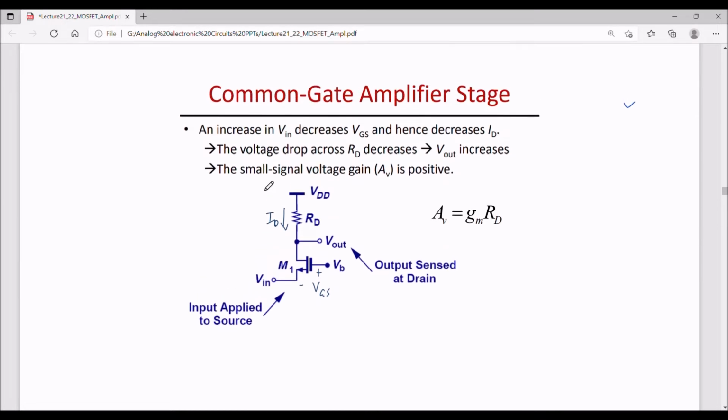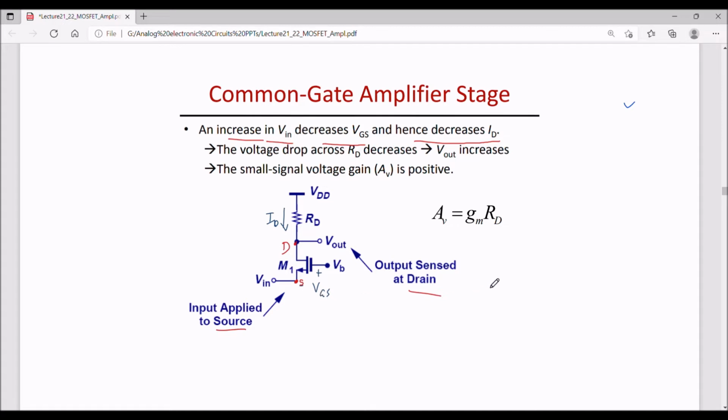Now let us talk about the common gate amplifier stage. We have read common source, now let us talk about common gate. In a common gate amplifier, input is applied at the source and output is taken at the drain. Now an increase in Vin decreases VGS and hence decreases ID.